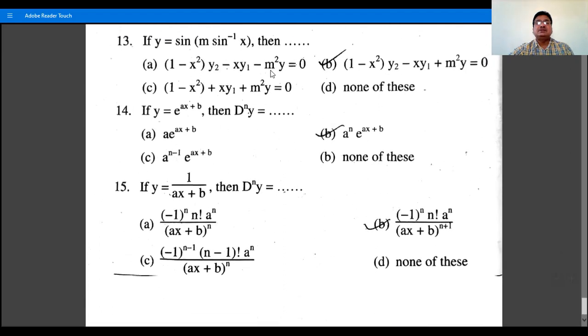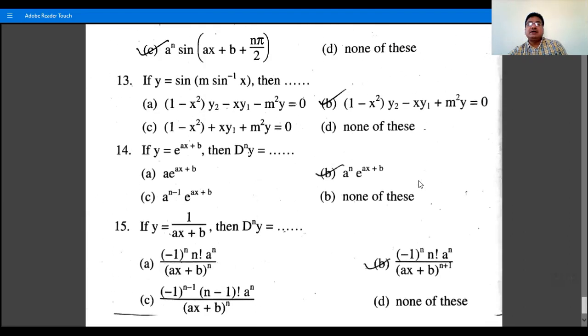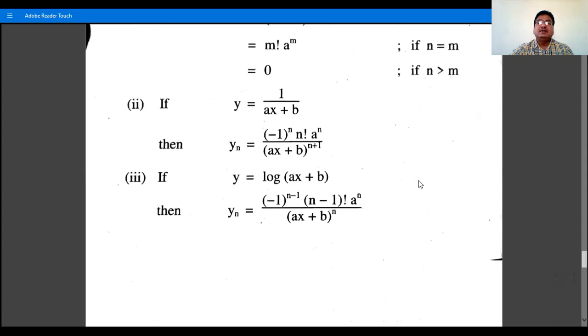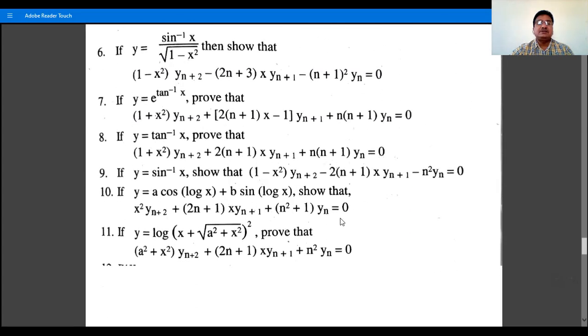So this is on Leibniz theorem. This is again on the nth order derivative. So this is the nth order derivative formula of 1 divided by (ax + b). This is the formula. Okay. So write all these MCQs in your notebook and solve these exercise problems in your assignment notebook. So we will see the next chapter, differential equations, in the next lecture.